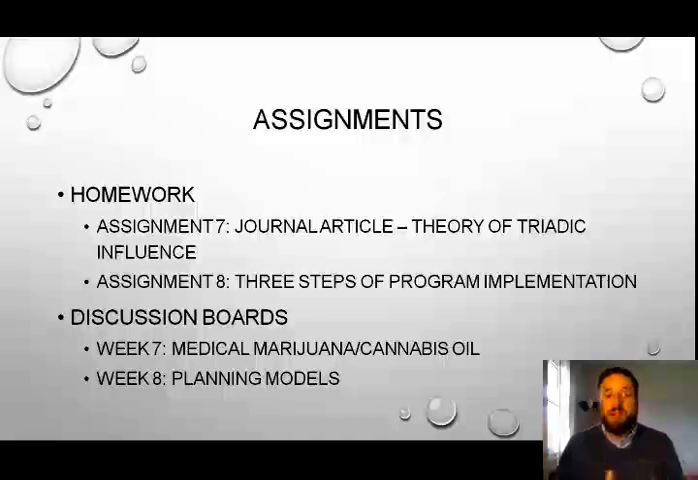Then the discussion boards. Week 7 involves medical marijuana, which is currently going on in the session. In fact, it links to a video, or you can just read the article about cannabis oil, medical marijuana, and share your thoughts on it. And then the week 8 one has to do with Chapter 8, and you picking a model that you like and saying why you would use it.